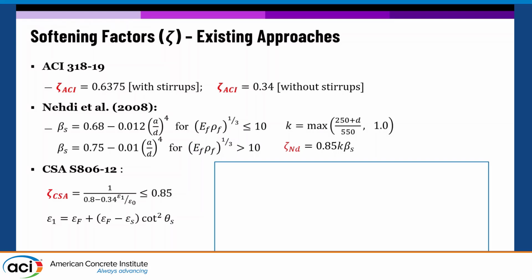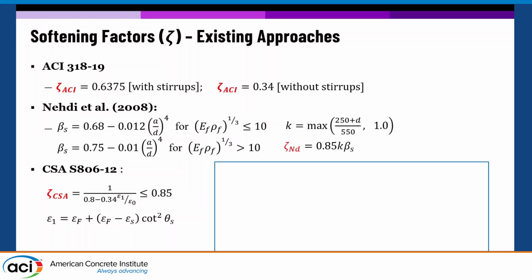based on modified compression field theory, where the softening factor depends on epsilon 1, which is the tensile strain in the transverse direction from compression. Compression goes this way, epsilon 1 is the strain in the transverse direction, and according to the code, you can calculate it based on strains in the reinforcements and the inclination of the compression strut. We actually used all of them. I'm not presenting those results. I didn't know I had the whole hour. So I'm presenting what we chose at the end.